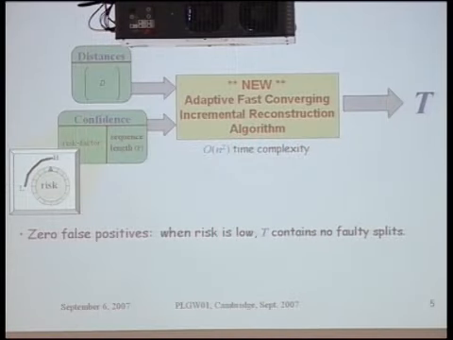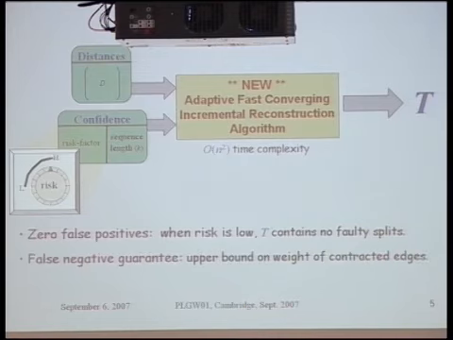Two things that are important to say: first of all, we guarantee a zero false positive rate if our risk is low enough. So if our user doesn't take too much risk, he's not going to get any error in his tree. This is important, but it's without the false negative guarantee. That's trivial, because you can always reconstruct the star tree and have no false positives.